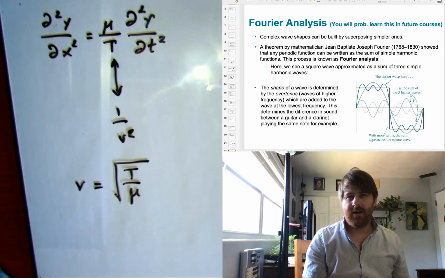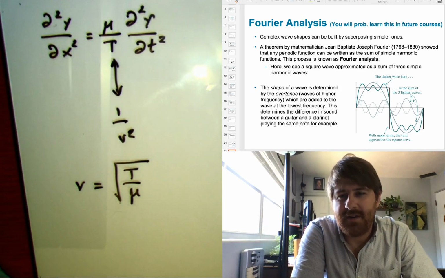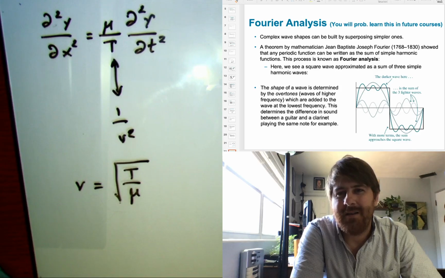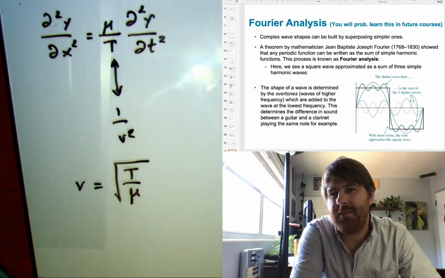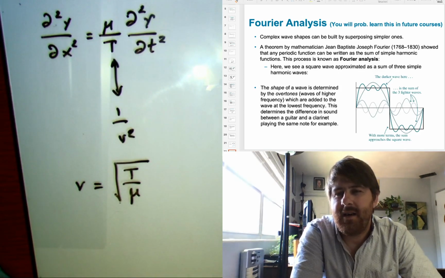Okay, so something you'll definitely be going over in your future courses as an engineer or as a physicist, or I don't know what all your majors are, but you'll most likely be learning about Fourier analysis. Joseph Fourier showed that any periodic function can be written as an infinite sum of sine and cosine functions, simple harmonic functions. So what about different sounds?